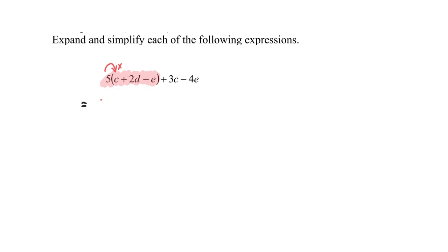5 times c will be 5c. 5 times 2d will be positive. 5 times 2 is 10d. And you also have 5 of the negative e. That will give me negative 5e. And not forgetting my 3c and my 4e.